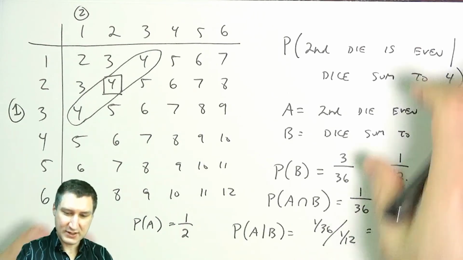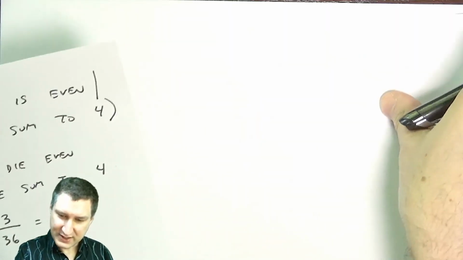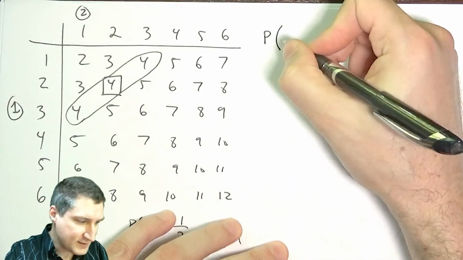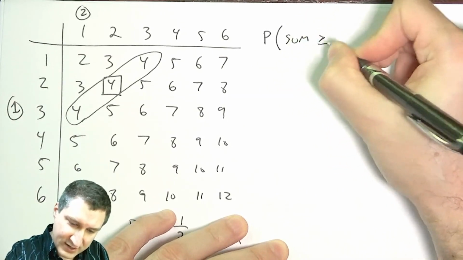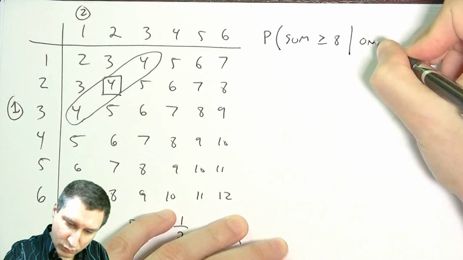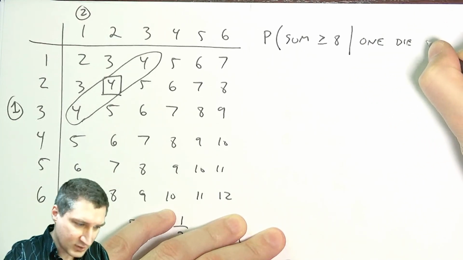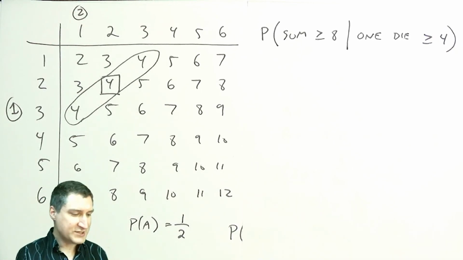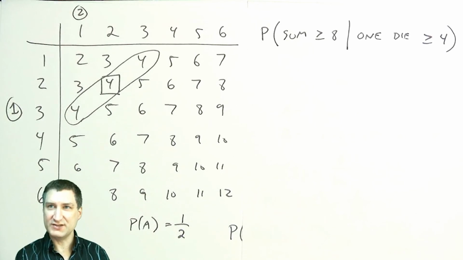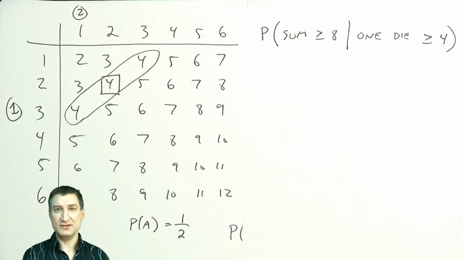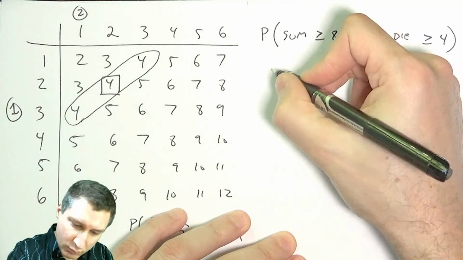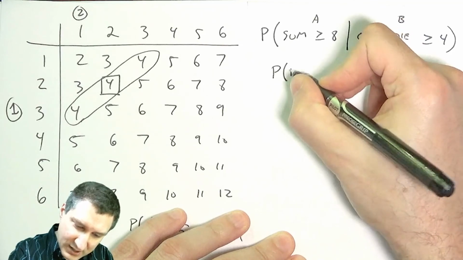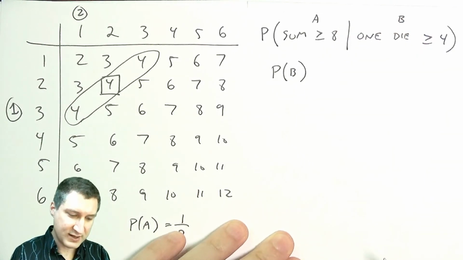Or I could say something like this. Let's keep this on the board and ask, what's the probability that the sum is greater than or equal to 8, given that one of the dice is greater than or equal to 4? Intuitively, we can imagine that this should be a fairly large number, because if one die is already large, then probably the sum is going to also be pretty large. So again, this is event A, this is event B. What's the probability of B? One die is greater than or equal to 4.